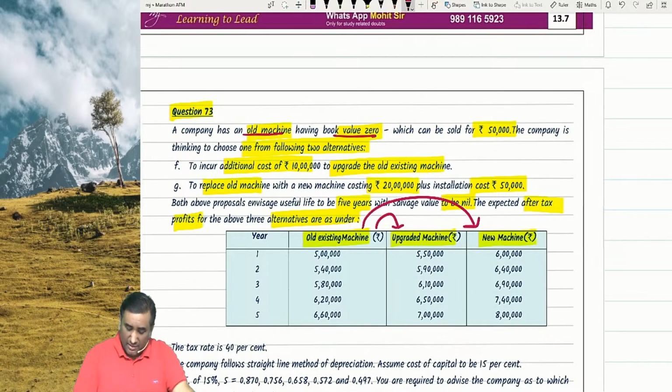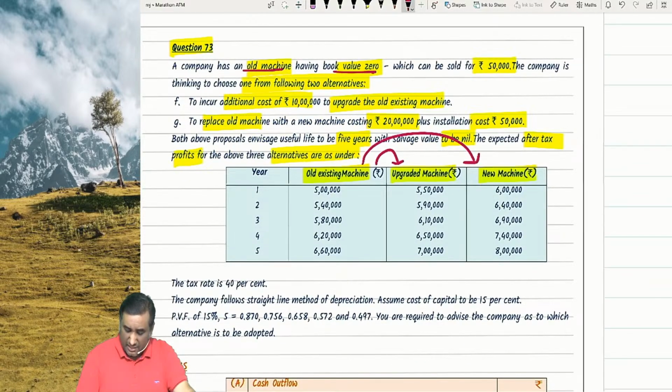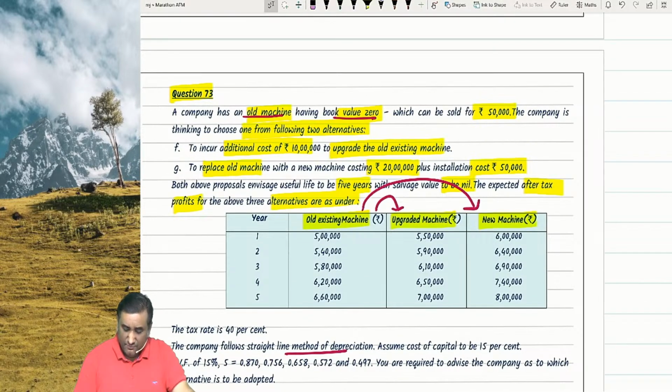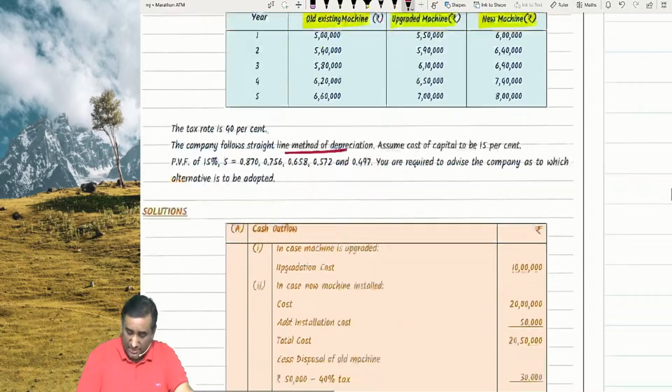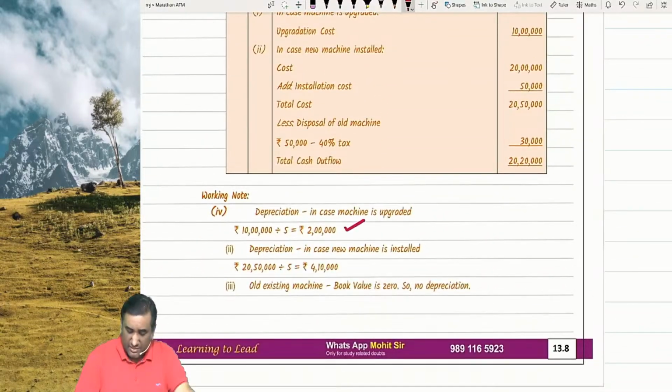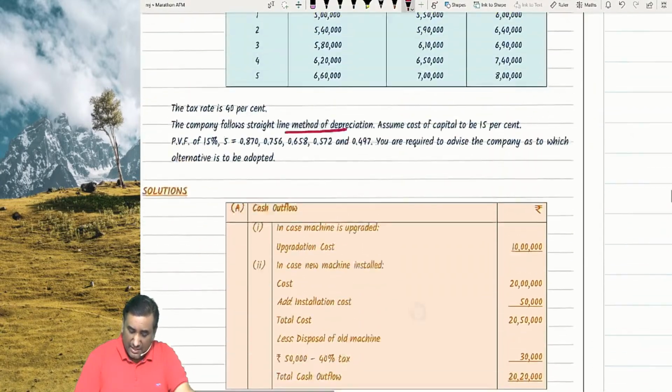Now these are given a 40% tax bracket, straight line method depreciation. Sir, you said depreciation 0, then why is he giving depreciation for the additional? If upgradation happens, how much life is it saying? 5 years. So this 10 lakh will be for 5 years. So we'll have 2 lakh additional depreciation, and for the second one, how much?